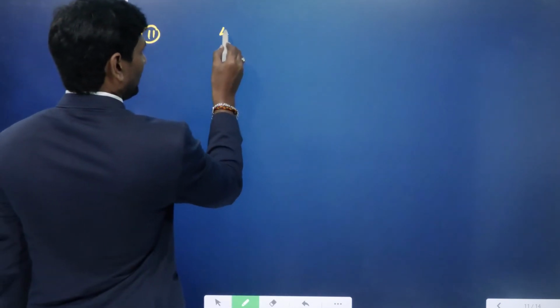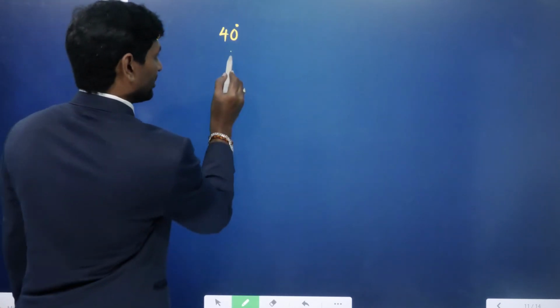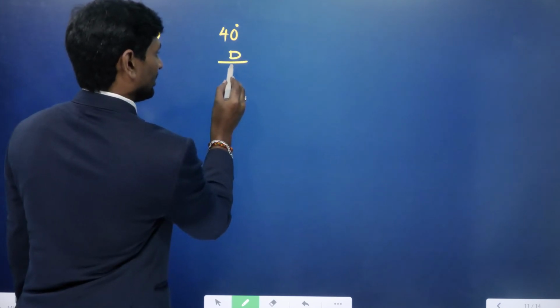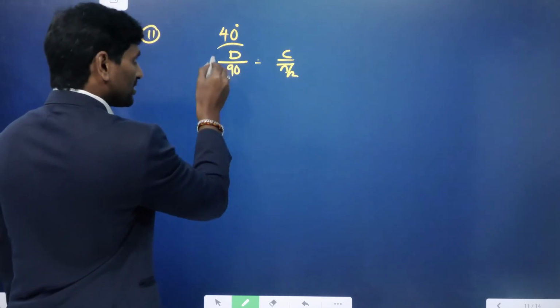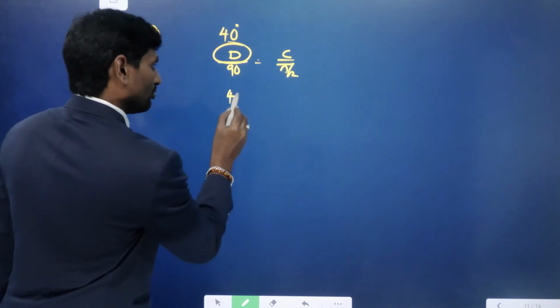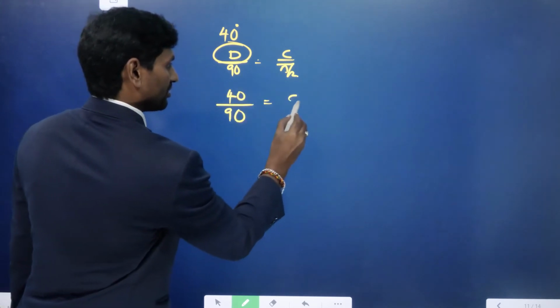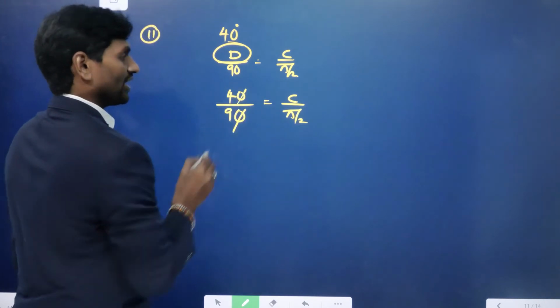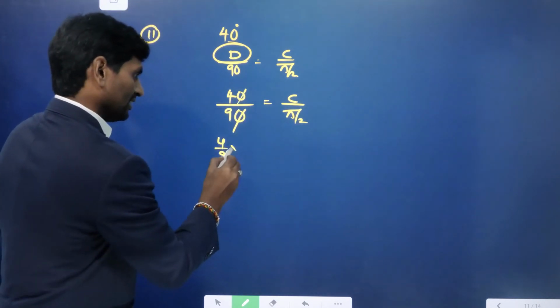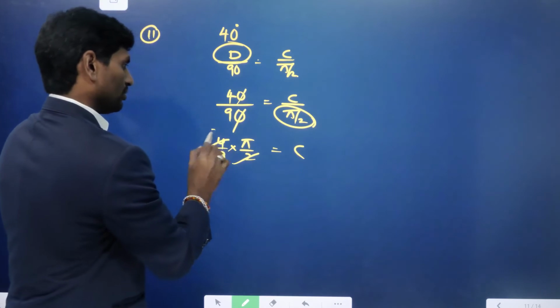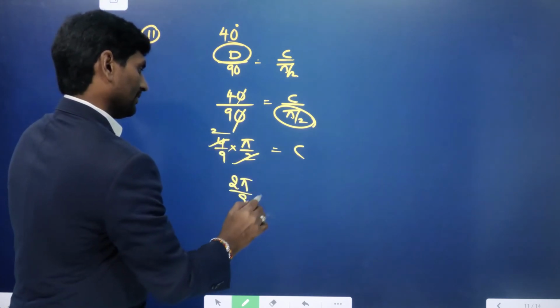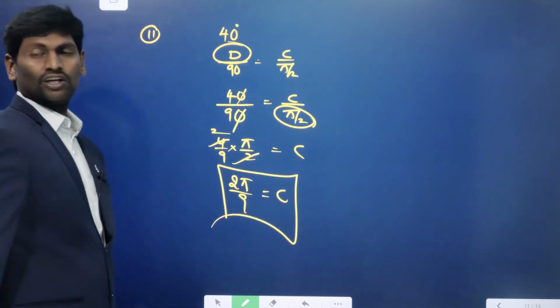The sexagesimal measure 40 degrees in radian measure. 40 degrees in radian. So use D by 90 equals to C by pi by 2. In the place of D, degrees 40. So 40 by 90 equals to C by pi by 2. Zero, zero cancel, 4 by 9. This pi by 2 is dividing, when you transpose, multiplies. 2 times 4 by 9 is 2 pi by 9. 2 pi by 9.